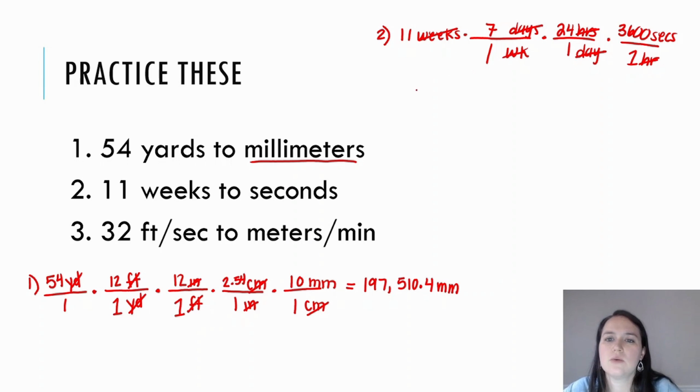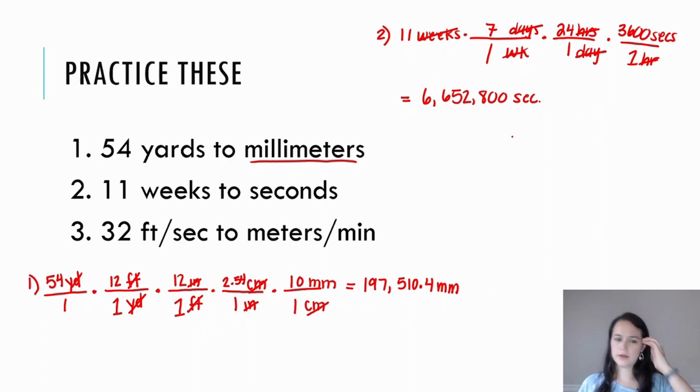Again, the bottom's all 1, so that's nice. So really, I have 11 times 7 times 24 times 3,600, which is something. 11 times 7 times 24 times 3,600 is 6,652,800 seconds, which makes sense. It's 11 weeks. How many seconds is that? A lot.